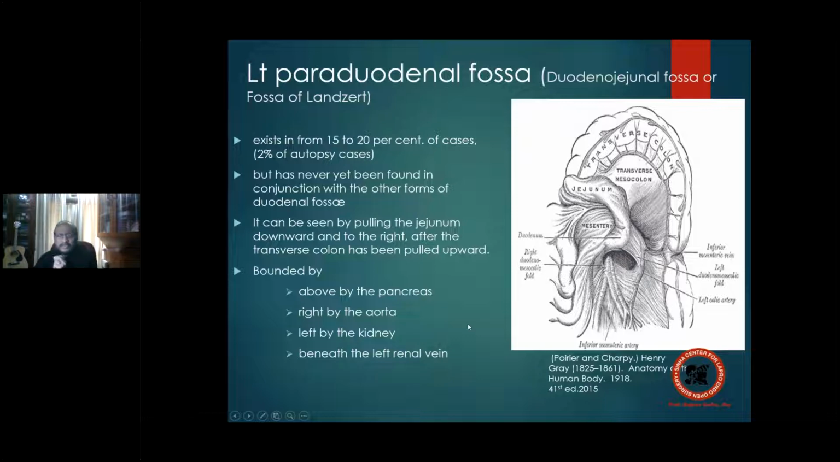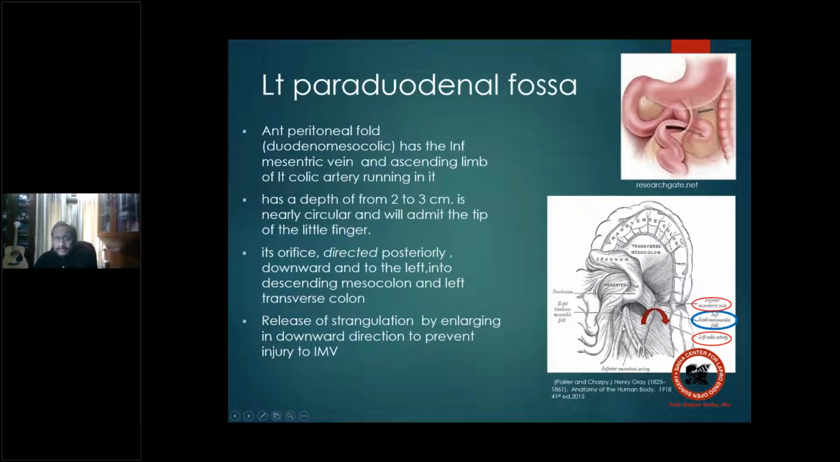Now the important point is when you have this left paraduodenal fossa, the anterior free fold, the duodenal-mesocolic fold, has two important vessels in it, and that is the inferior mesenteric vein, and the ascending branch of the left colic artery. Why is it important? Because if you want to open this up and release the obstruction, you're going to cut on this mesenteric fold. Now, when you're cutting on the mesenteric fold, the free fold of the mesentery has these two vessels.